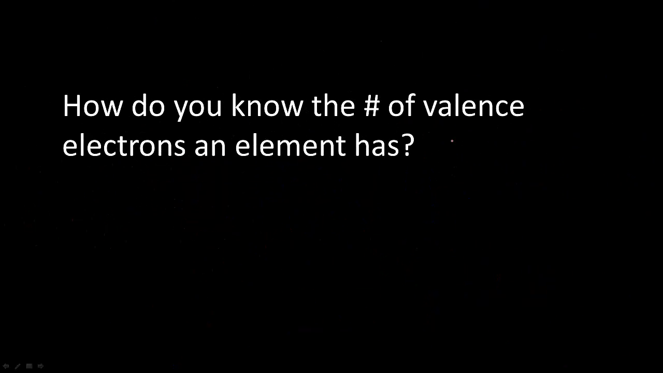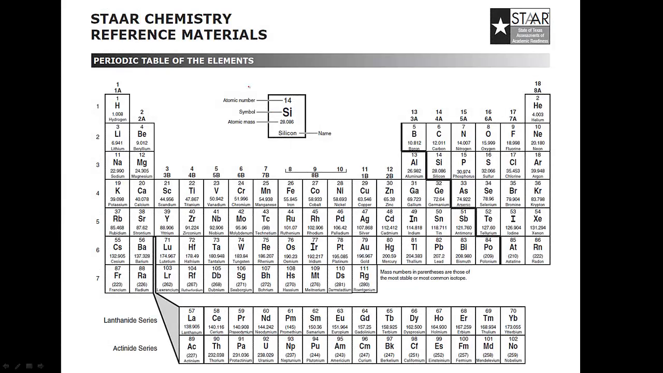So how do you know the number of valence electrons that an element has? Well, if you think back to Unit 5, we talked about that. You look at the periodic table. Group 1 all has one valence shell electron. Every element in Group 1 has one valence shell electron. Group 2, every element in Group 2 has two valence shell electrons. In first year chemistry, we usually don't look at the transition metals, so let's not look at these right here.